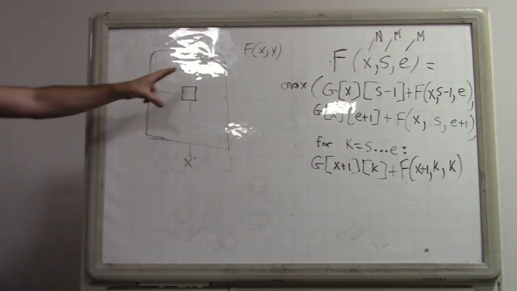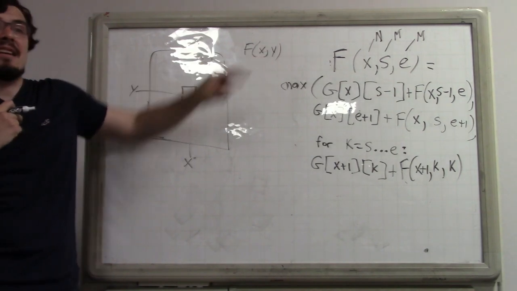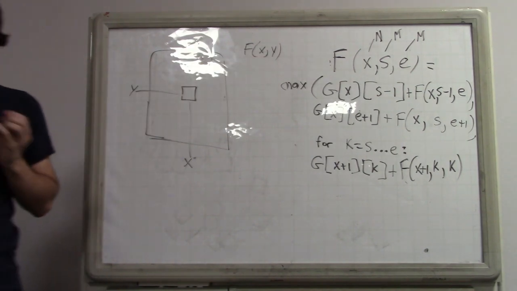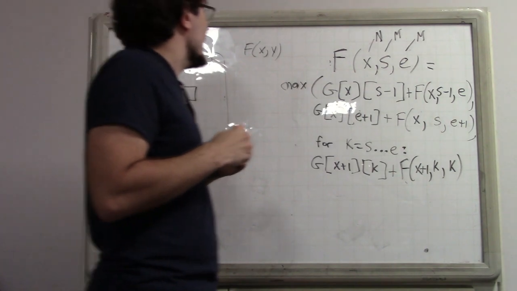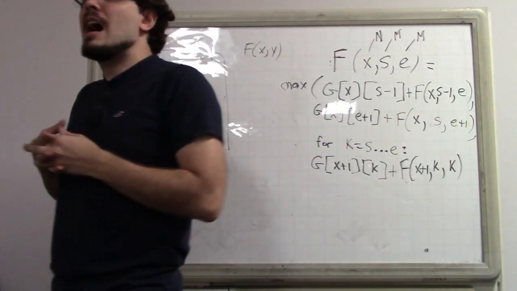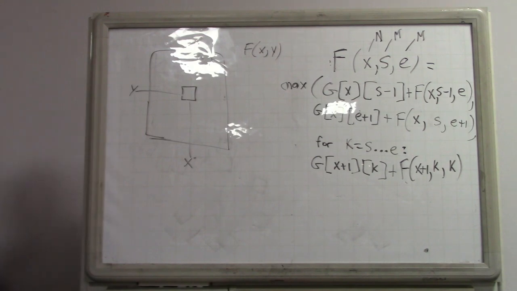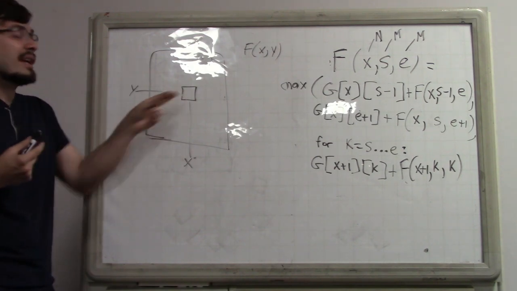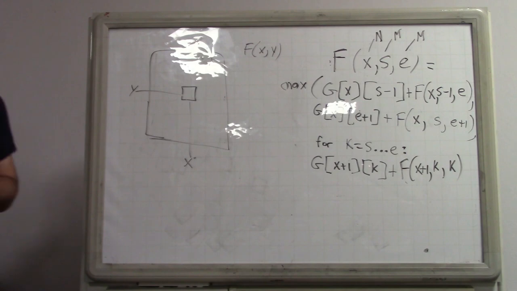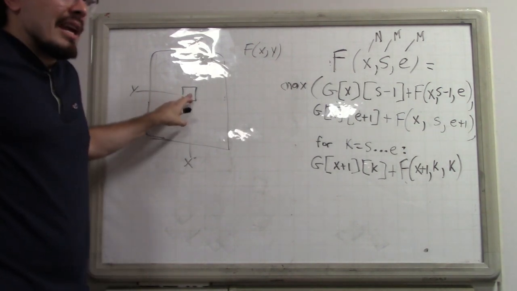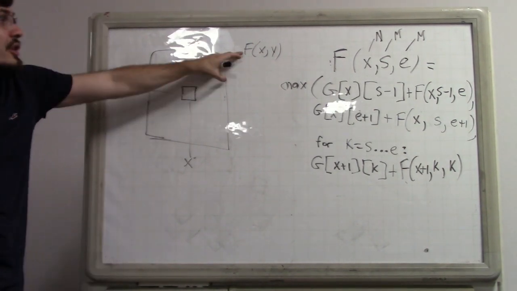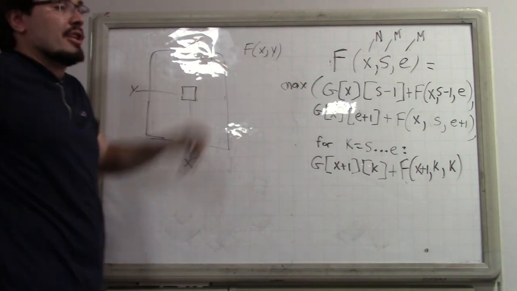So f of x, y is not just the result of any x, y. It specifically refers to a particular x, y. It refers to the state where I am at position x, y, and furthermore I know that I have visited nothing in my column except my current cell, because I just transitioned. That's the definition of this function.